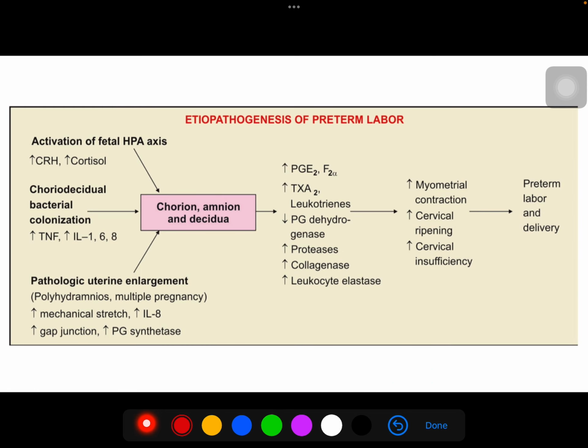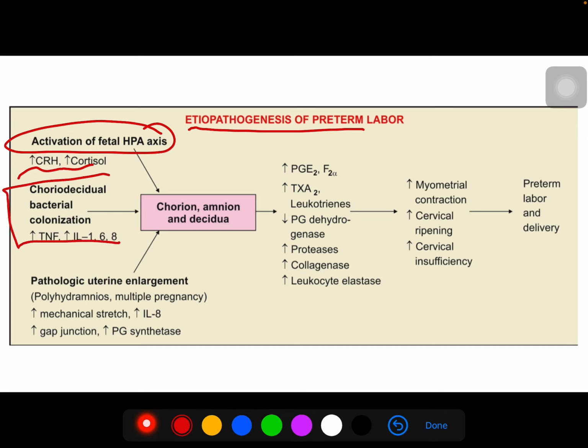So what is the etiopathogenesis of preterm labor? Firstly, activation of the fetal HPA axis, which increases CRH and cortisol. Also other factors like choriodecidual bacterial colonization, which increases TNF and interleukin 1, 6, 8, and pathologic uterine enlargement like polyhydramnios and multiple pregnancy, which increases mechanical stretch, interleukin 8, gap junctions, and prostaglandin synthetase.